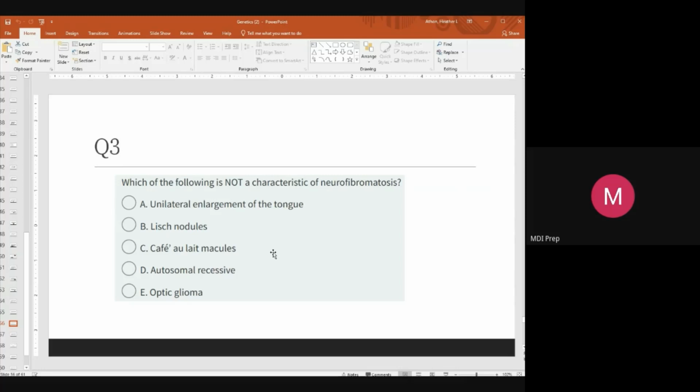They can have, what else can they have? Long bone. And then there was one thing that I had mentioned, they can have the unilateral enlargement of the tongue. So that's a little bit uncommon, but that is something to know. So yes, this is inherited as an autosomal dominant trait, not recessive.